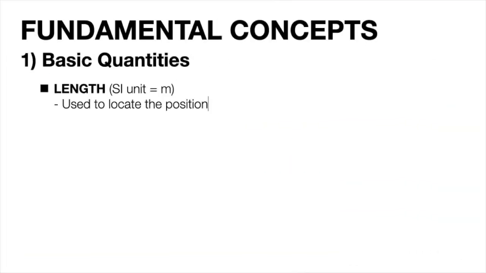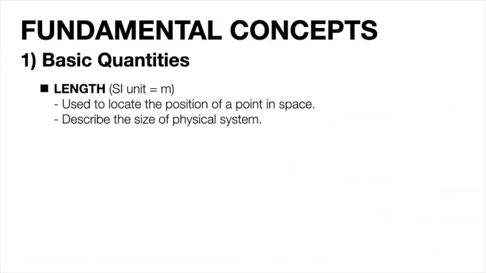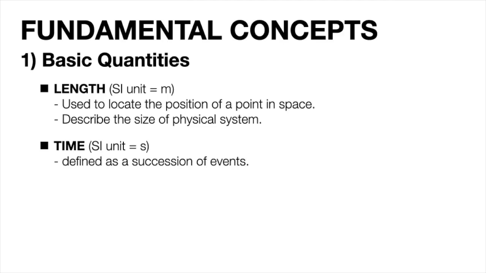Let's look at the first one, which is basic quantities. The basic quantity, as the name goes, is the basis of measurement with a specific unit according to the international standard, or what we call the SI unit. The first quantity is length, and the international standard for length is the meter. That's very common. The second quantity is time. Instead of measuring time in hours, the SI unit for time is seconds.